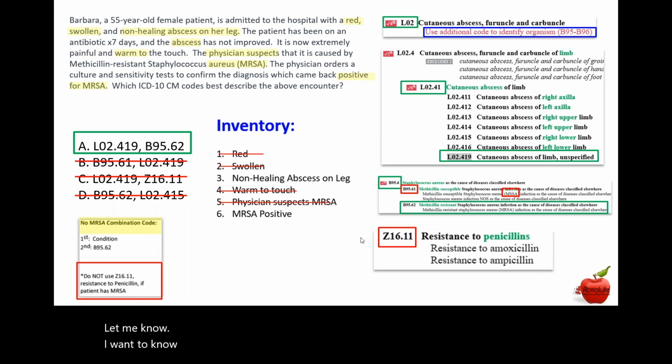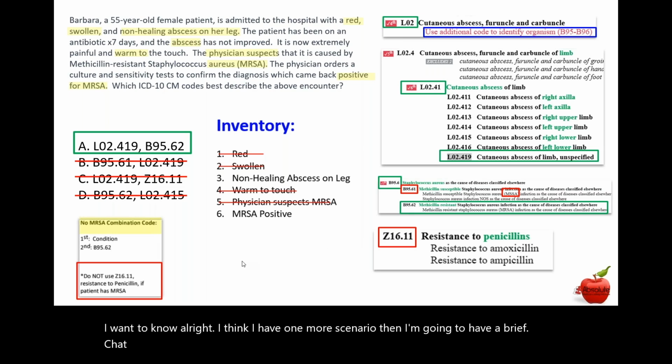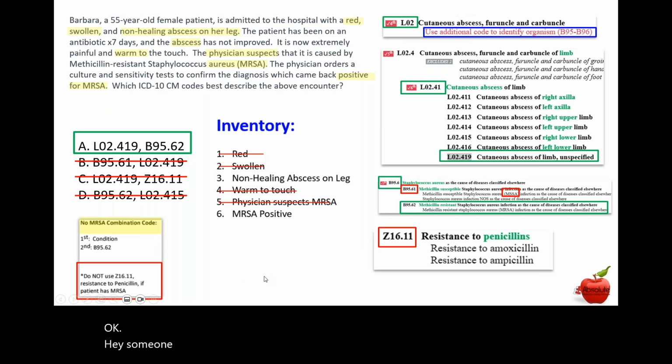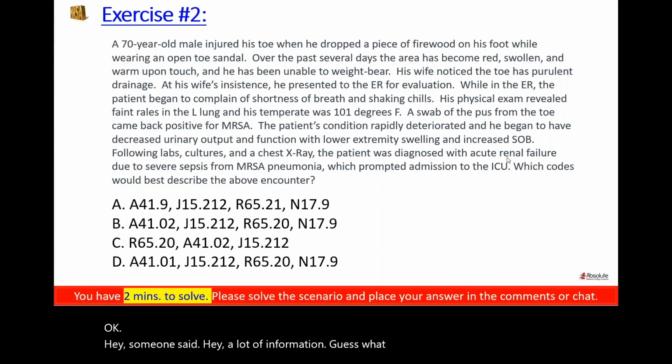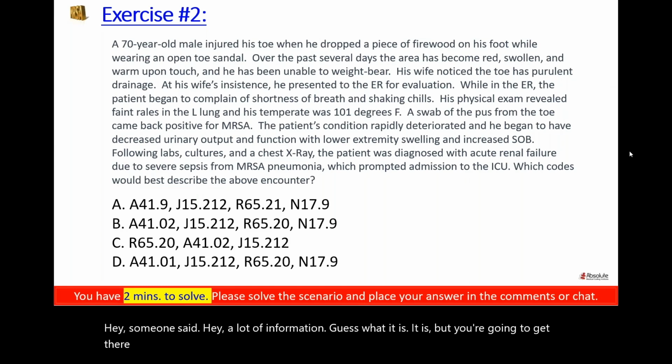All right, I think I have one more scenario, then I'm going to have a brief chat about a couple of the other guidelines. Okay. Hey, someone said, hey, a lot of information. Guess what? It is, but you're going to get there. And through repetition, you're going to know it, right?